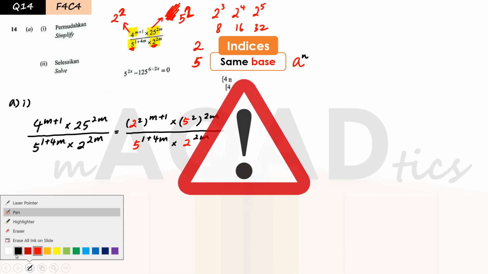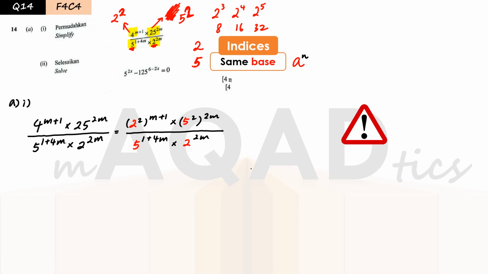Now what we need to do is to simplify the indices here. We have learned that if we want to multiply the indices which have the same base, their powers will be added together. If we need to divide the indices which have the same base value, we need to minus their powers. So let's start off with the values that have base 2. For the 2 here, let me multiply with the power here. So here will become 2m and 2.